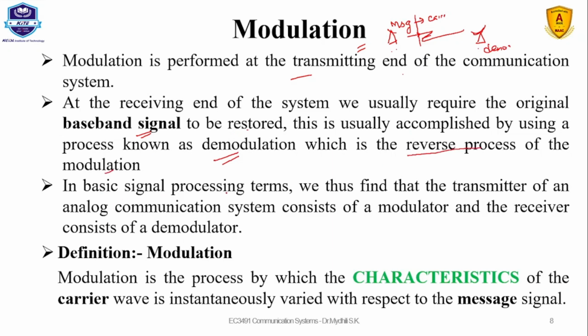So in basic signal processing terms, we find that the transmitter of an analog communication system consists of a modulator. As I said, the transmitter section has the modulator and the receiver section has the demodulator. Now, when defining modulation again, as I said, in line of sight communication the 20 hertz to 20 kilohertz range doesn't need any device to carry my information to you. I am just speaking and you are all hearing.